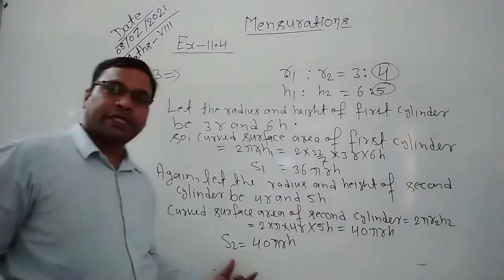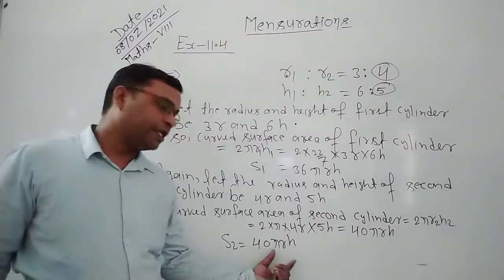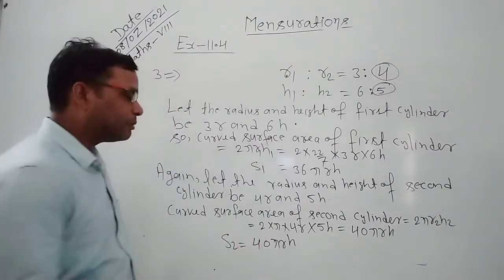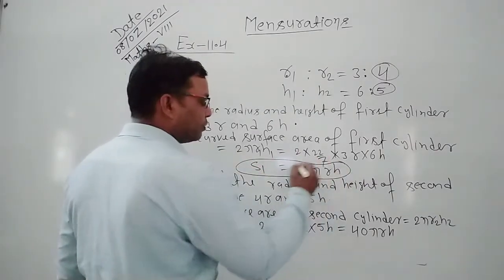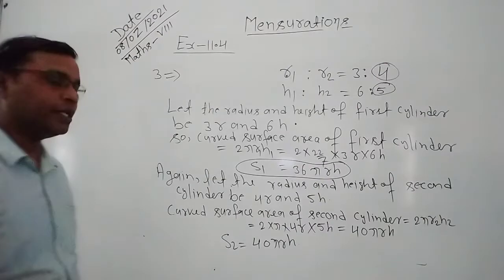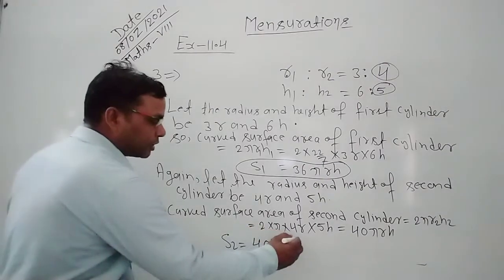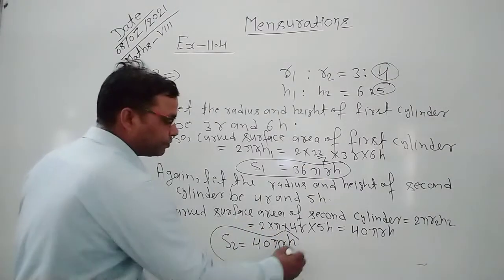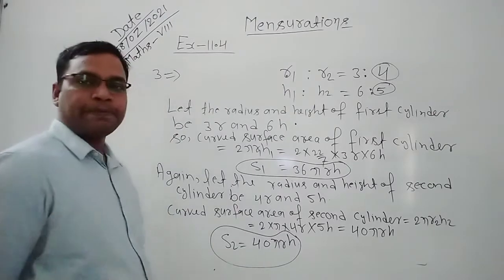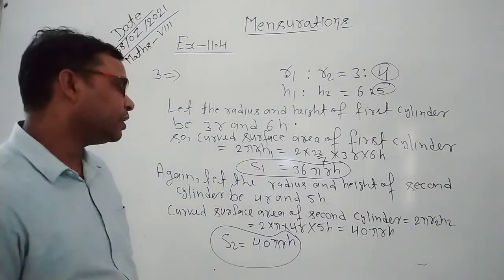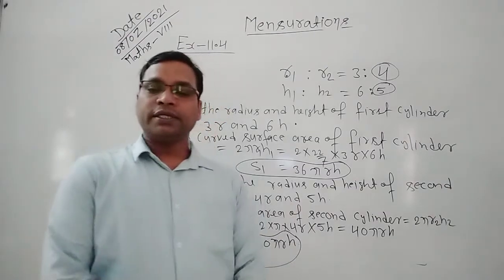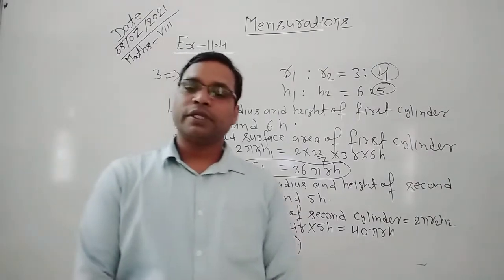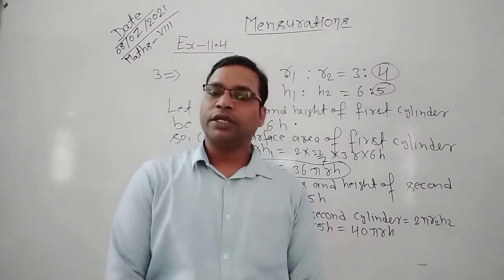So students, you can see we found the curved surface area of the second cylinder is equal to 40 pi r h, and the curved surface area of the first cylinder S1 is equal to 36 pi r h. This is clear. The question asks us to find the ratio of their curved surface areas.